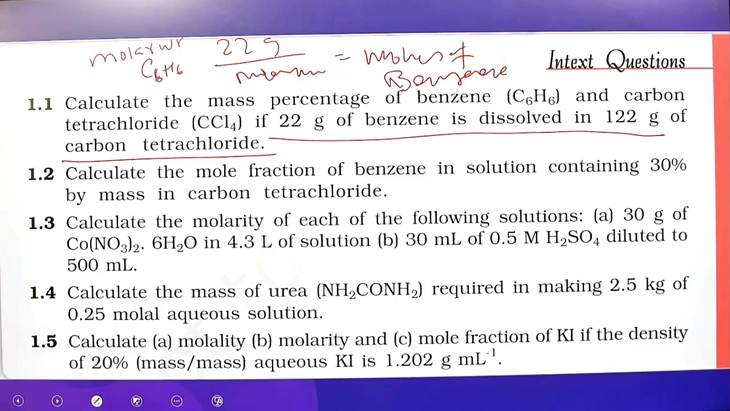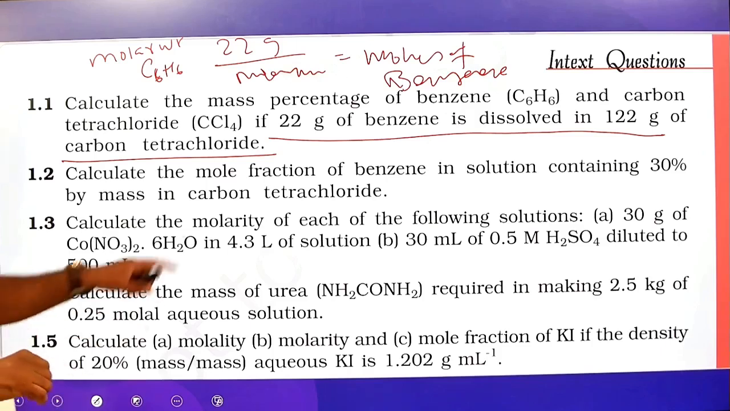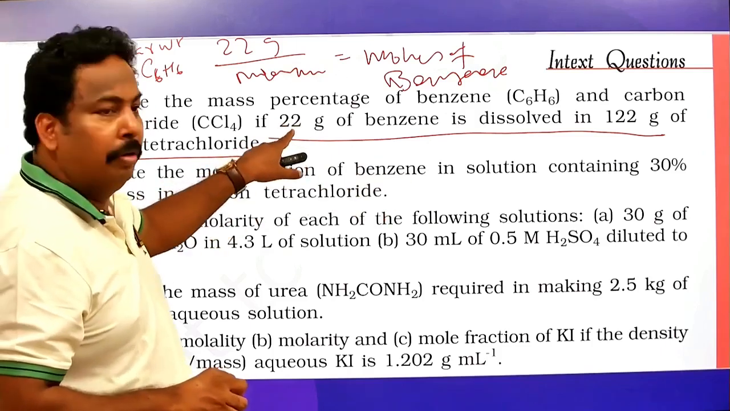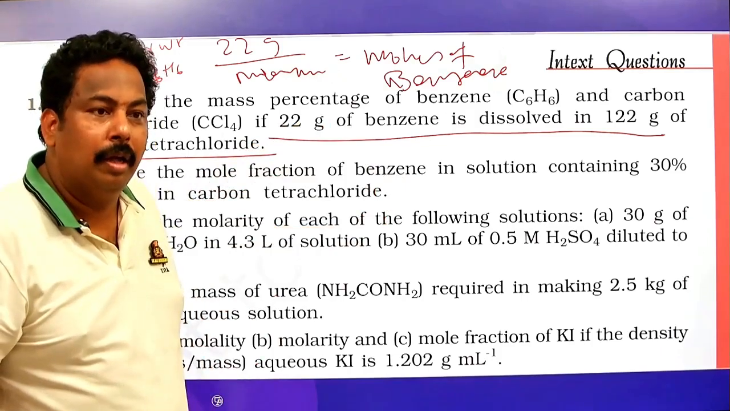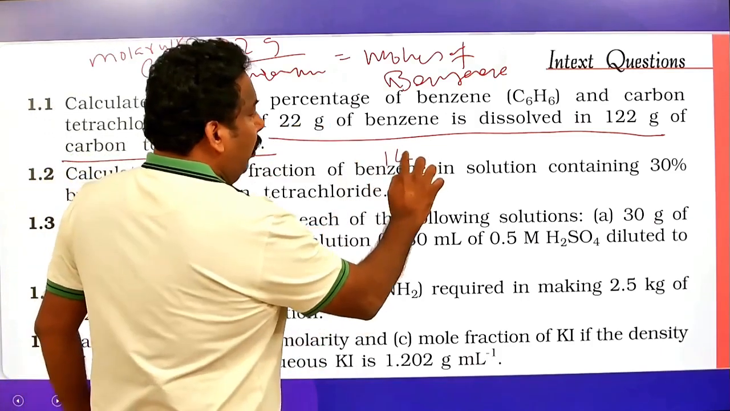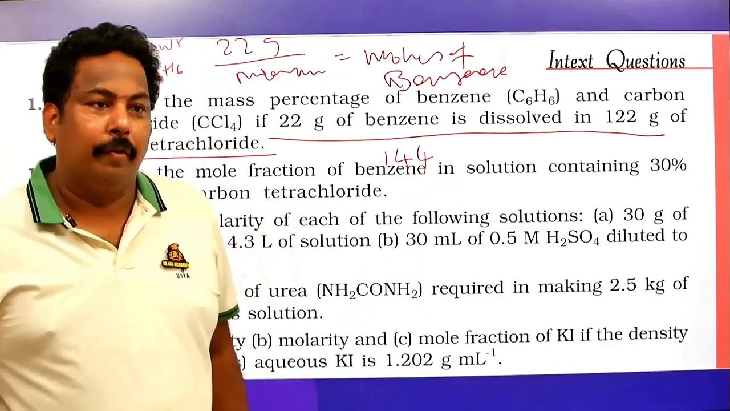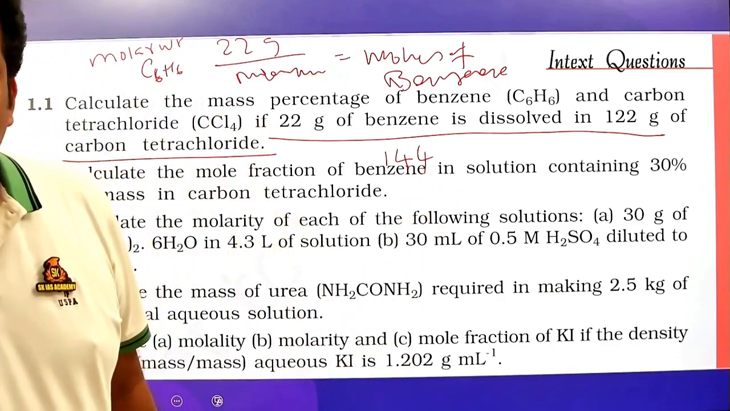Volume or kg? Volume. What is given? Carbon tetrachloride. So what will you do with the carbon tetrachloride mass? The solvent is 122 grams. So this is 22 grams of benzene. Totally, how much is the solution? 144 is the solution. Try it.